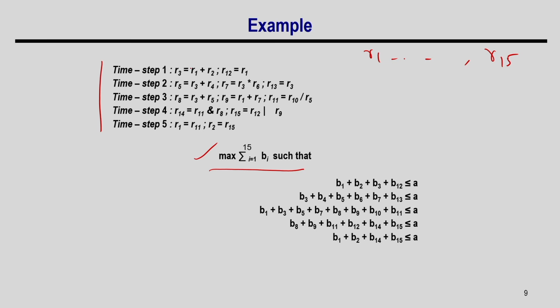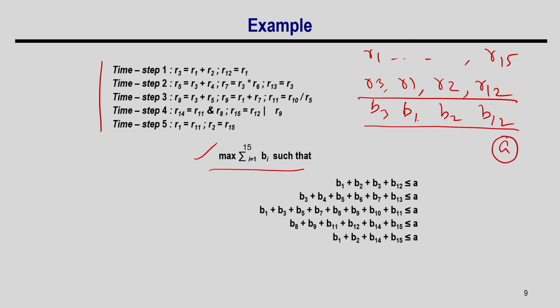I can see here that R3, R1, R2 and R12 are getting accessed in timestamp 1. That means the corresponding variables are B3, B1, B2 and B12. Since the number of ports available is A, only A number of these 4 can be mapped to the same bank.